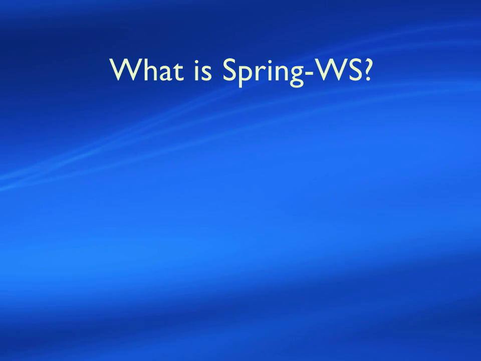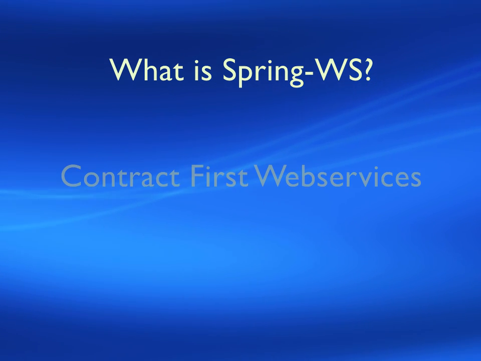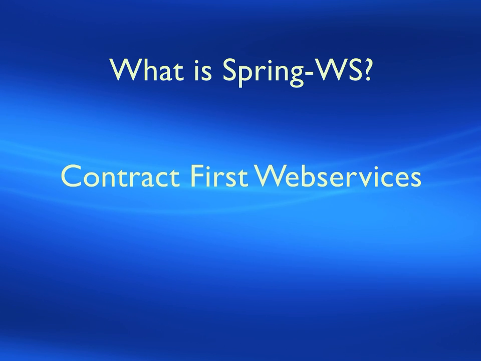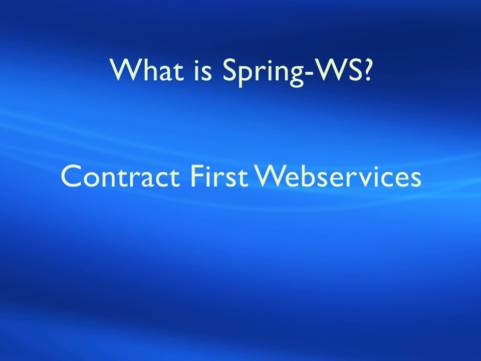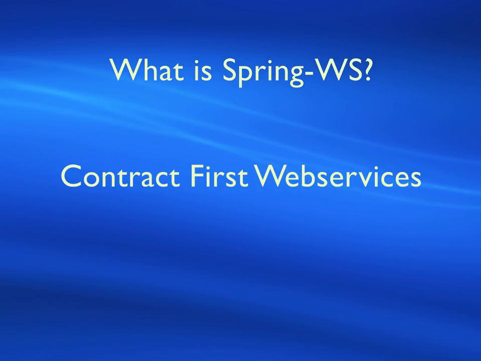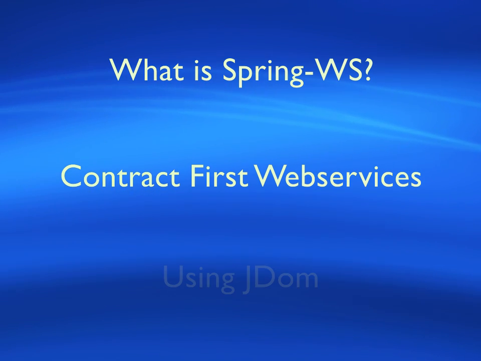The quick answer is that Spring WS is designed to support a technique called contract-first development, and full details will follow. Part of contract-first development is that you can take full control of the XML messages. To do that, we're going to use a library called JDOM.